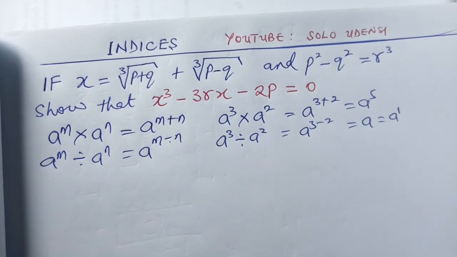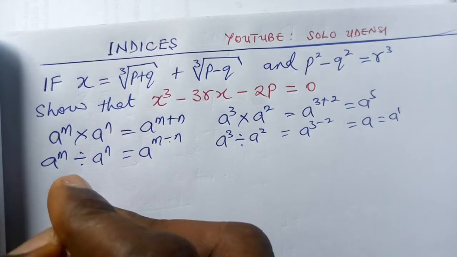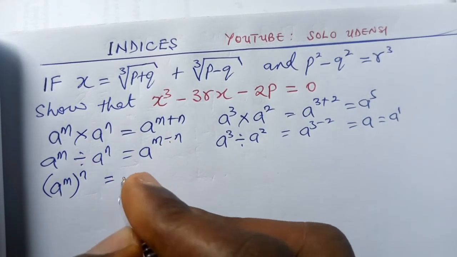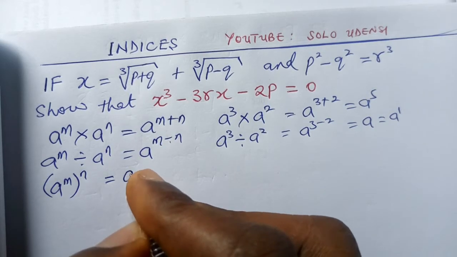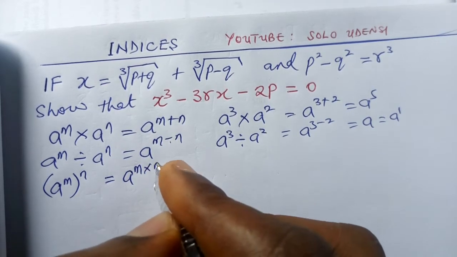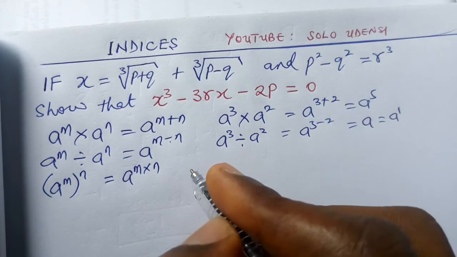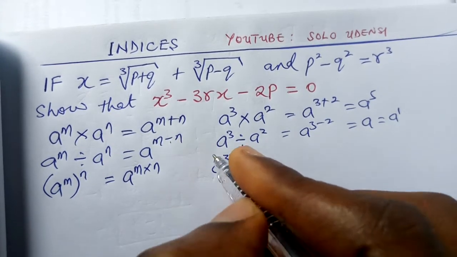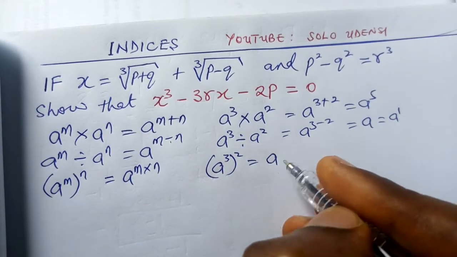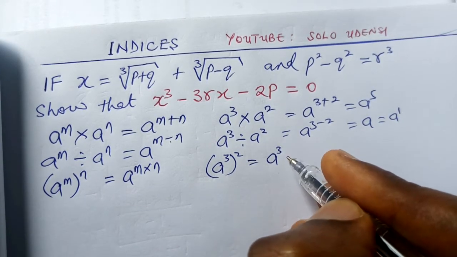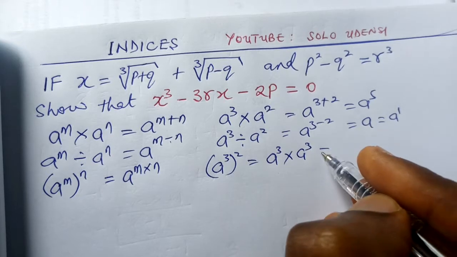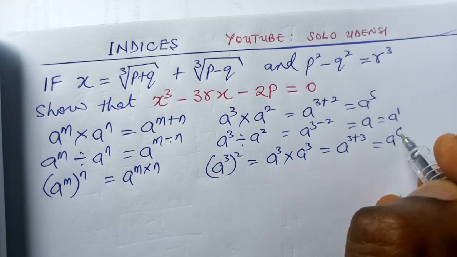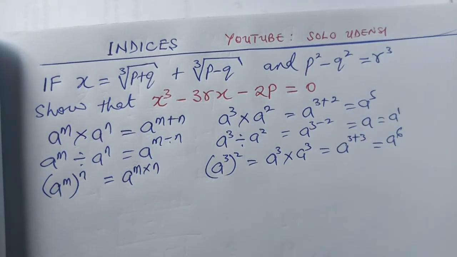Power index: if we have (a^m) raised to power n, all you have to do is multiply m times n, so that if you have (a^3)^2, it will give you a^3 times a^3, which is a^(3+3), which is a^6.